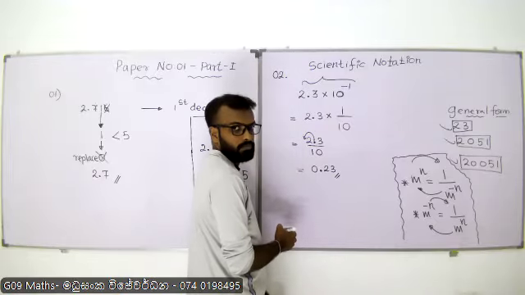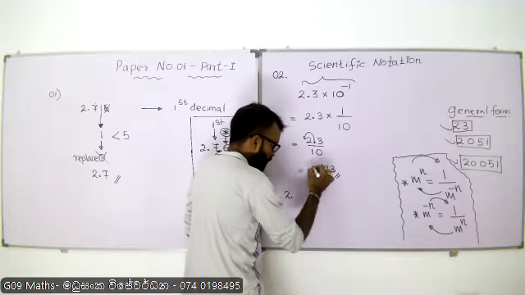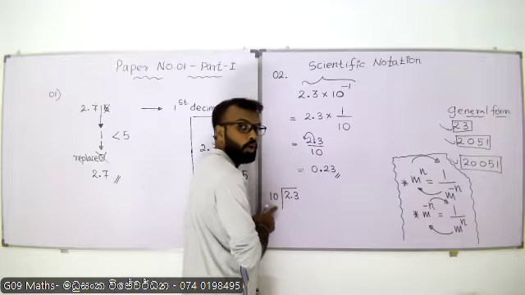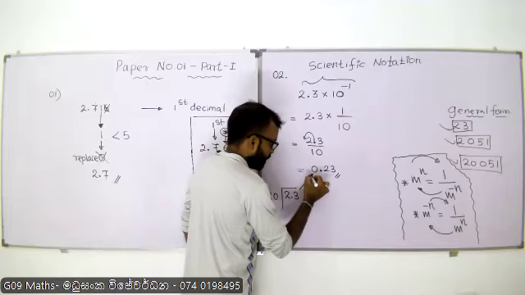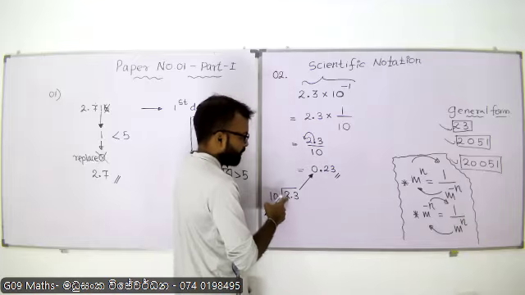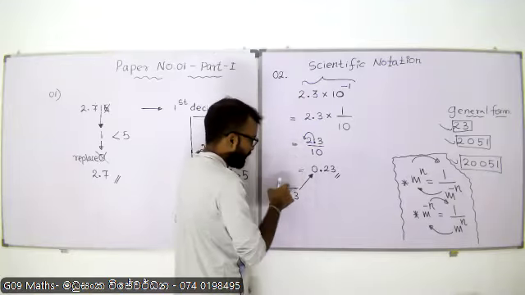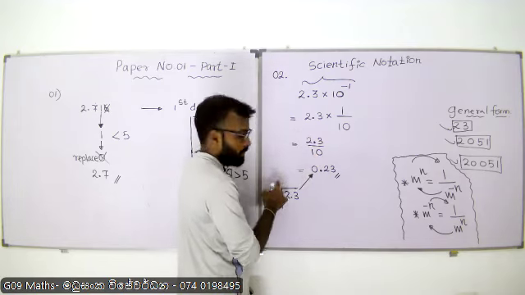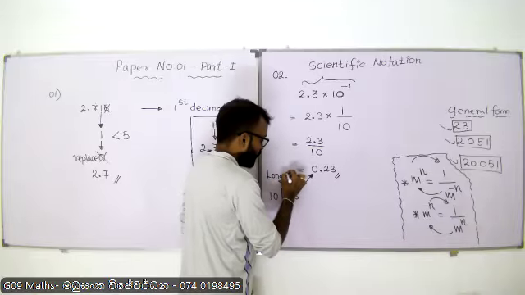So 2.3 divided by 10. This is the long division method so that you can obtain this answer. 2.3 divided by 10, this is the answer. This is the long division method.